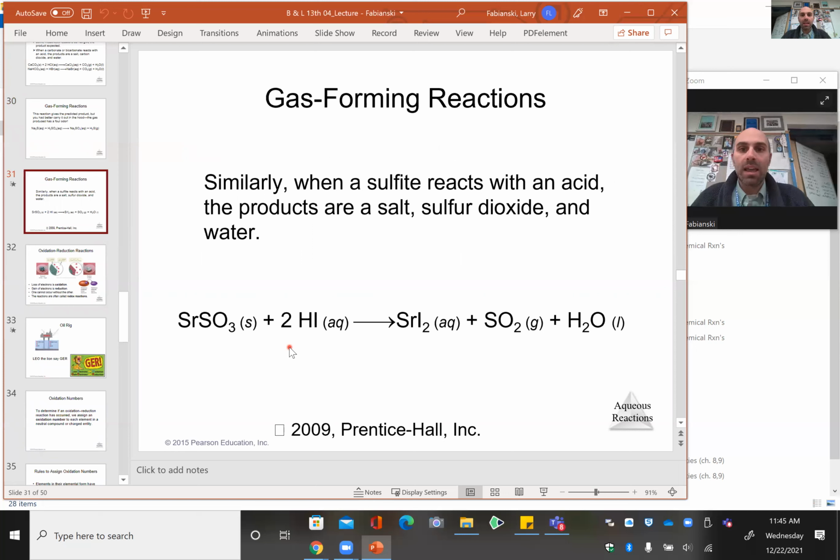Similarly, when a sulfite reacts with an acid, it produces a salt, sulfur dioxide, and water. Here again, strontium sulfite reacting with hydroiodic acid gives us strontium iodide plus sulfur dioxide and water.